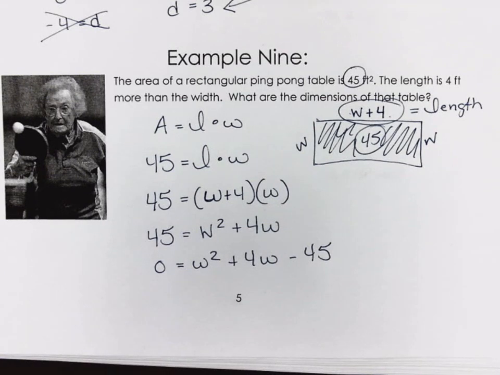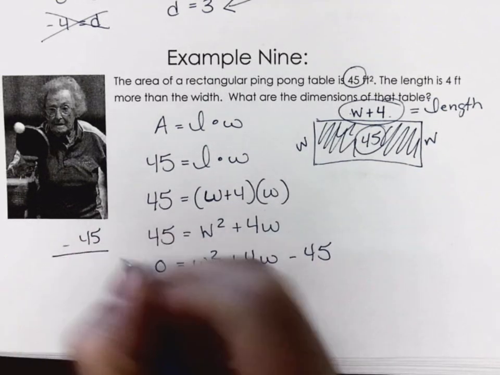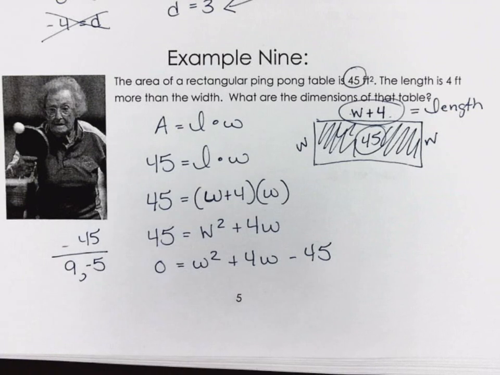So I'm going to factor. What are the factors of negative 45 that add up to 4? Anybody? 9 and 5. So if we have a negative 45, I want a positive 4, so I'm going to have a positive 9, a negative 5.